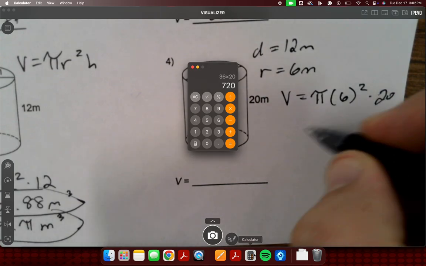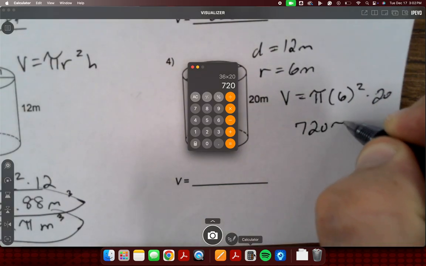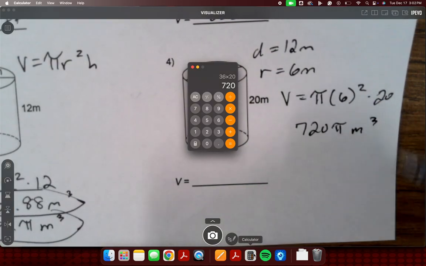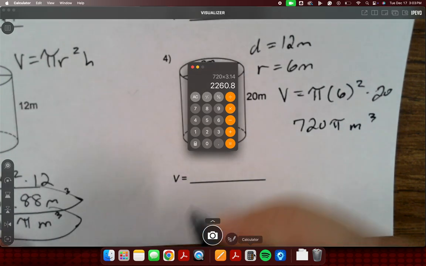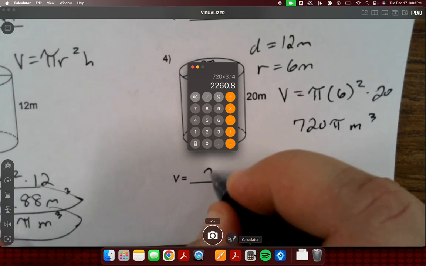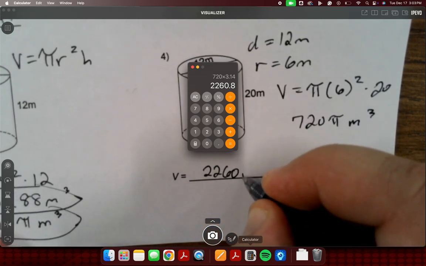So you could write 720 pi cubic meters. Or you can go ahead and multiply the 720 by pi and get 2260.8 cubic meters.